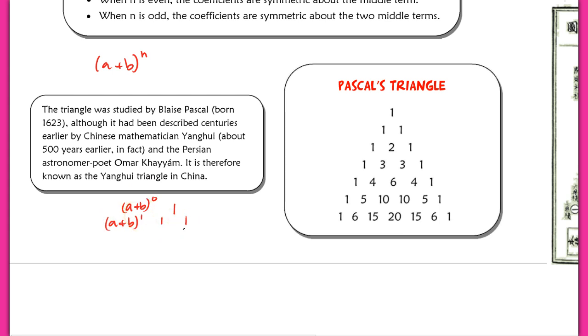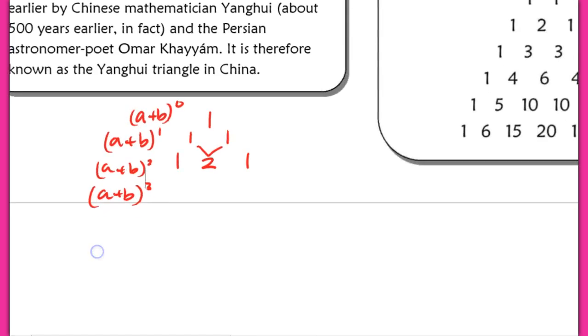Now, for the 2nd power here, to find the coefficients, 1s are always going to be on the outside, but now we just add these 2 terms here to get 2. And then for the resulting row for a plus b to the 3rd power, for a plus b to the 3rd power, I simply add 1 plus 2 together. So I have 1, 3, and then 2 plus 1 together to get 3, 1. So you just have to add the diagonal numbers to figure out what that next term is.